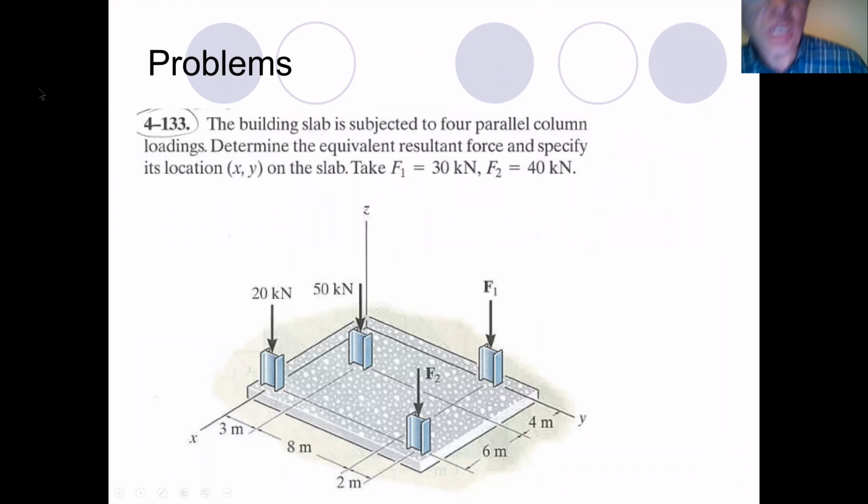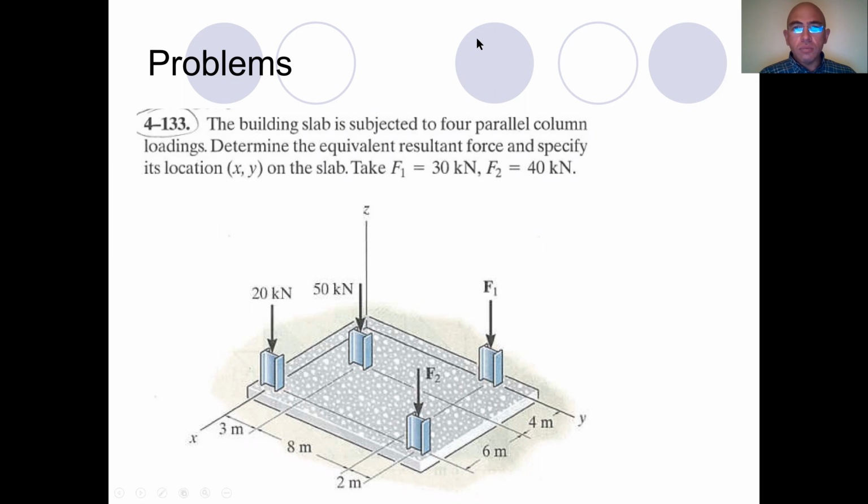Okay, so our problem is 4-133. The building slab is subjected to 4 parallel column loadings. Determine the equivalent resultant force and specify its location x, y on the slab. Take F1 as 30 kilonewtons and F2 as 40 kilonewtons.